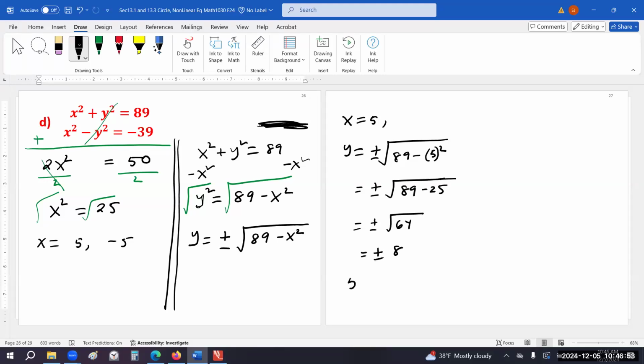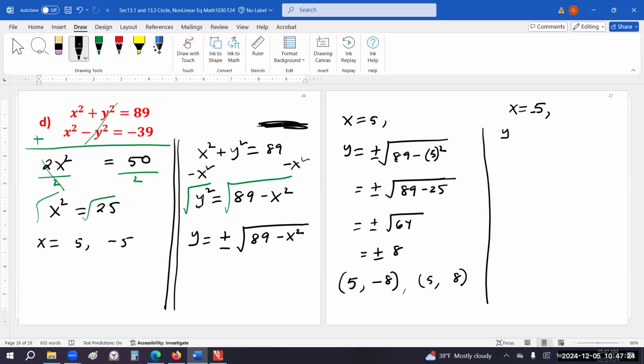That means when our x is 5, we have two y values. One is negative 8, and another one is positive 8. One x value gives us two y values. We do the same thing for the other x.